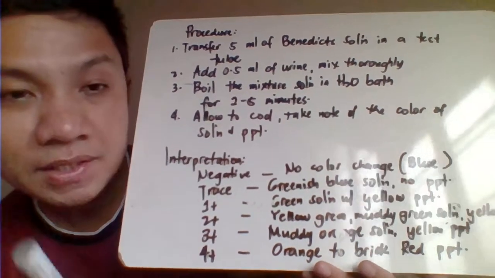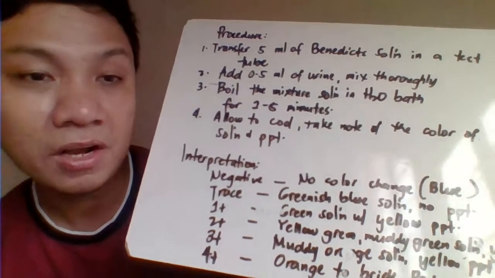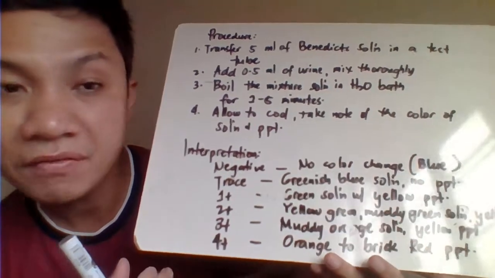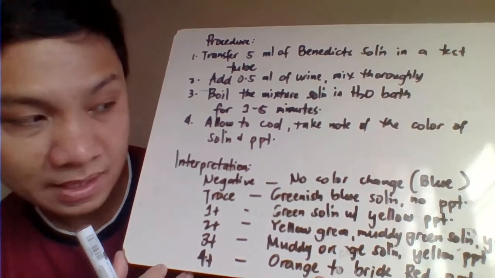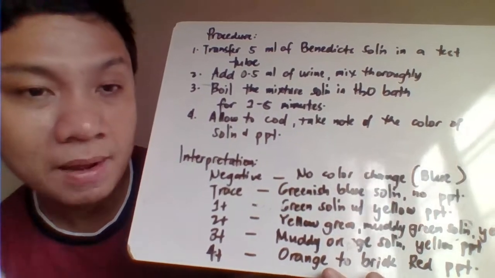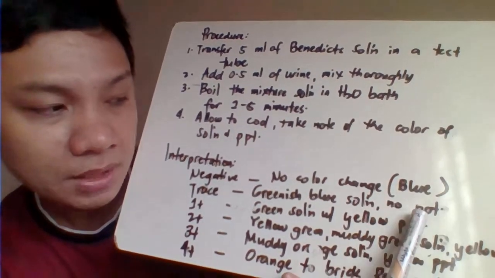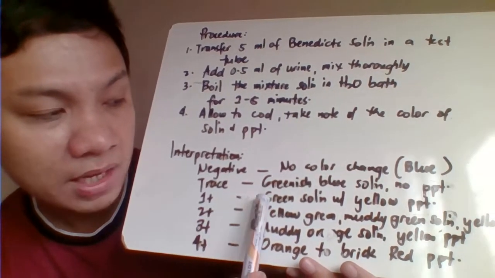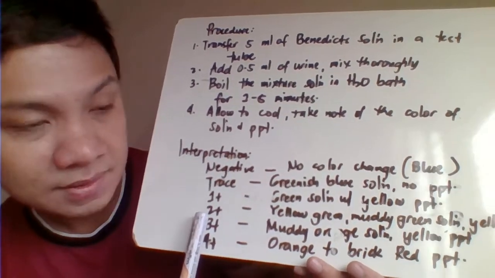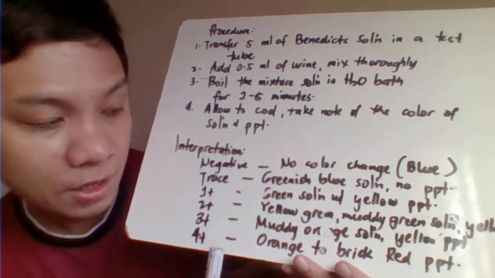The original color of our Benedict solution is blue, and it would change depending on how high the concentration of your different reducing substances is. A negative result is no color change: a blue solution, no precipitate. Trace, we have a greenish blue solution, no precipitate. 1 plus, we have a green solution but with a yellow precipitate. 2 plus, the solution becomes yellow-green or muddy green, still with a yellow precipitate.